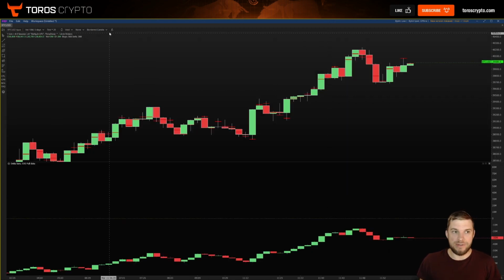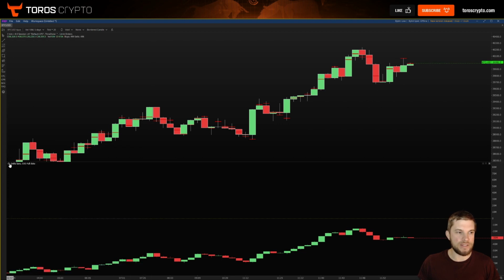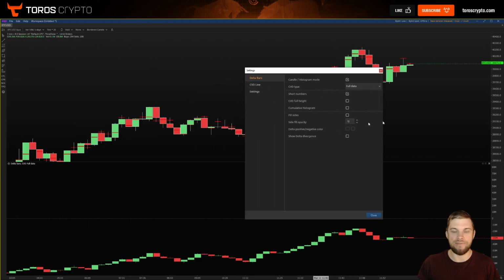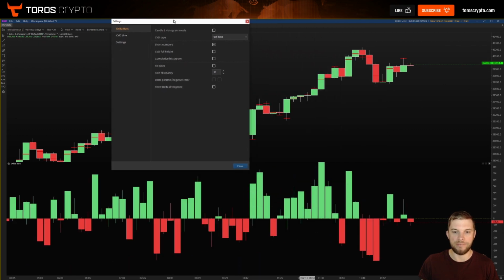As with everything else, the indicators here are fully customizable. They have options available for them. So if we do go back onto delta bars, what we can see if we do open up the settings for this, then you do get various customization options for that. So you can show this in either candle mode, which is what you're seeing here, or histogram mode, which is basically showing the bigger the bar, the more delta there is on that, and it's not accumulating as you're going along.